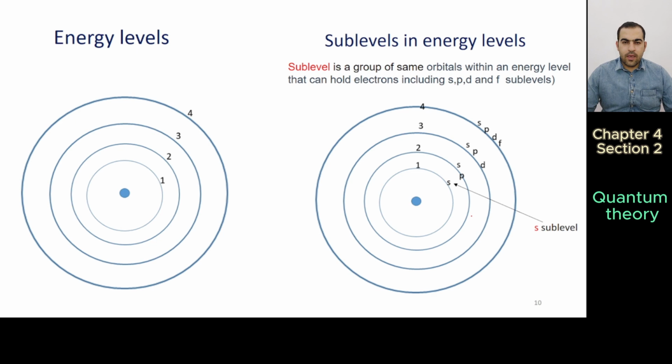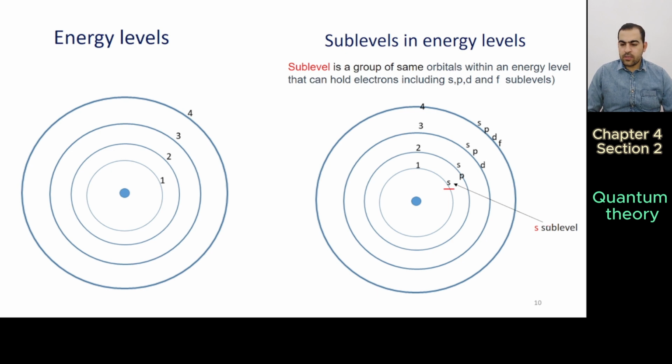So in Bohr's atomic theory we learned that we have energy levels. This is the first energy level, second, third, fourth, right? In quantum theory, we're going to learn that in addition to energy levels, we have sublevels. In energy levels, we have what? Sublevels. So we have 4 types of sublevels. We can say they are rooms inside the energy levels.